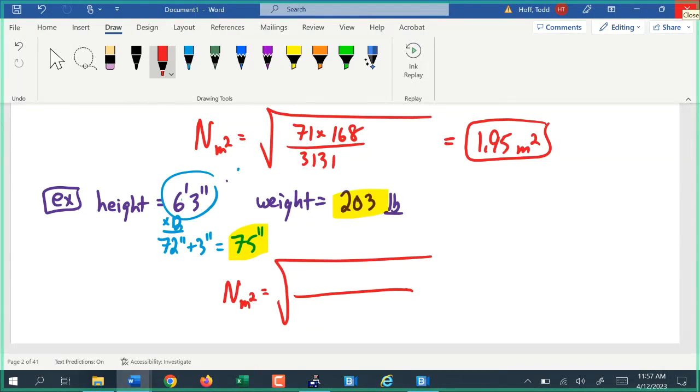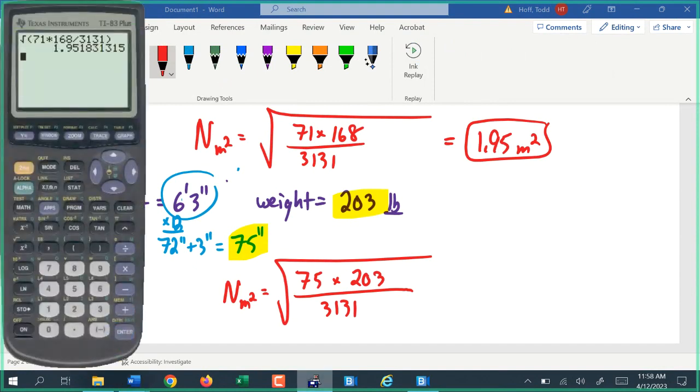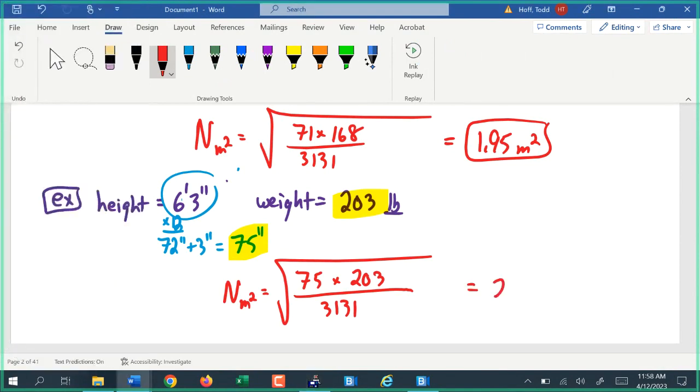Okay, so we'll plug in here the height, 75 inches, times the weight, 203 pounds, divided by 3,131. So on the calculator, square root of 75 times 203 divided by 3,131. Close the parentheses on the square root, and we get 2.21 meters squared. And yes, it is always traditional to round to 2 decimal places on the body surface area.